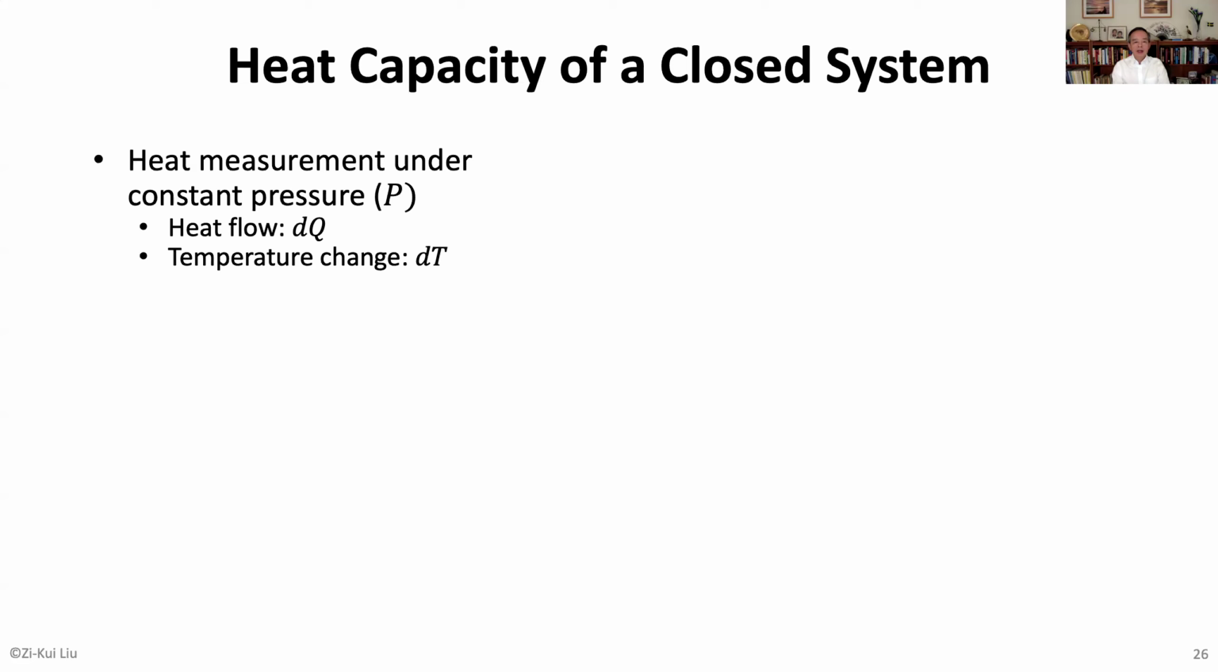So we do the heat measurement under constant pressure. We put a heat flow into the system, and we measure the temperature change. The ratio of these two, heat divided by dT, gives us the heat capacity. So that is the definition of heat capacity.